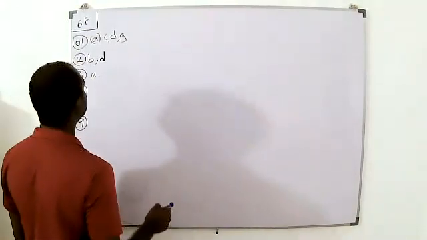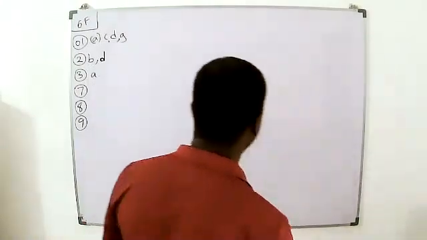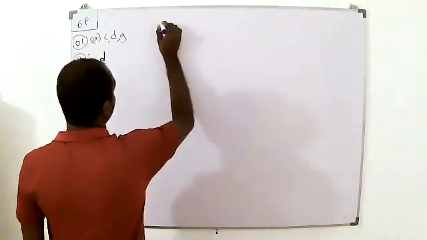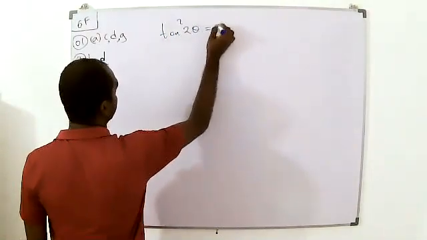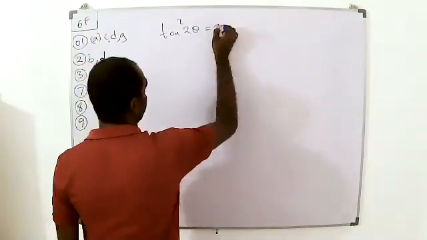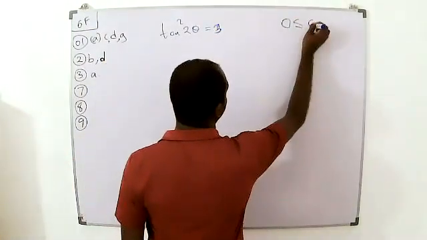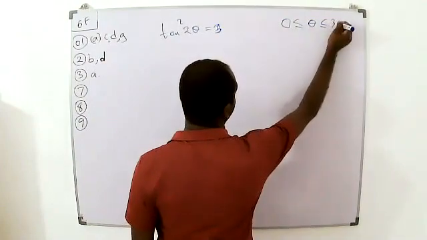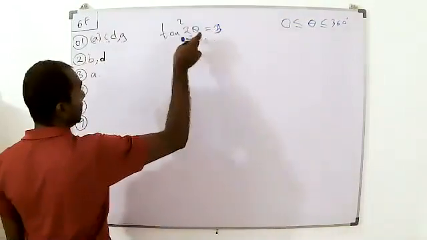Okay, what do we have here? Part G. Tan squared 2 theta equals 3. We are given only the range of theta. What is the range of theta? 0 to 360. So if we solve this one, we can solve it easily.